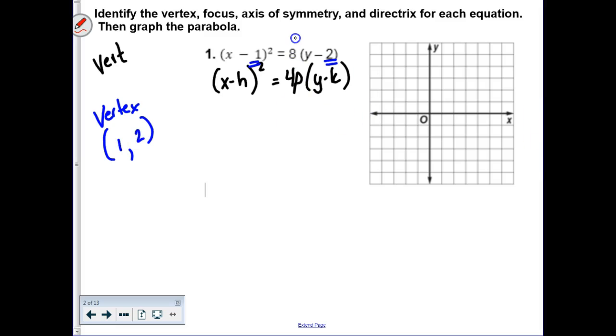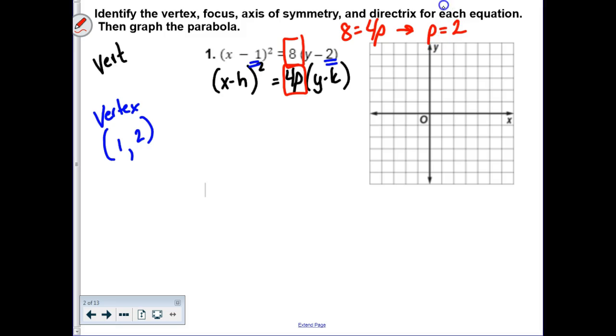And then the other thing I look for is this number in front of this quantity, which is equivalent to 4 times p. Off to the side, I would set up a little equation that says 8 equals 4 times p. Rearranging that, the value for p is 2. That is the distance from the vertex to the focus, but also the vertex to the directrix.